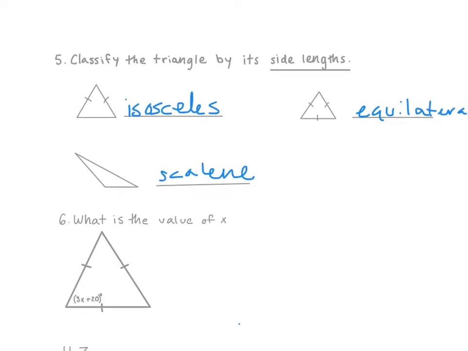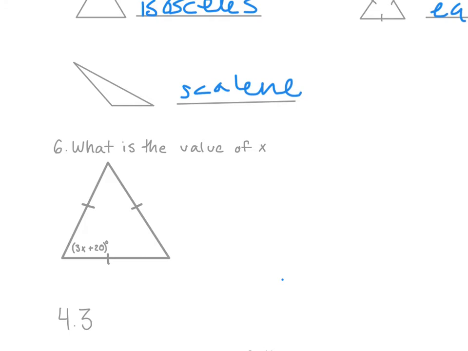Okay, let's look at 6. What did you get for 6? I got x equals 80. How did you get that? So 3x plus 20 equals 180. But 3x plus 20 is just talking about one angle. So if this is an equilateral triangle, because all the sides are equal, what does the measure of each angle in an equilateral triangle have to be? All the same. But what degree is that?